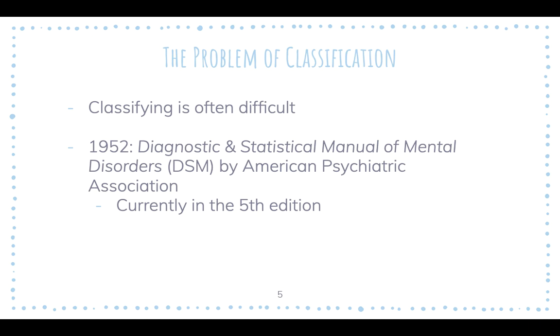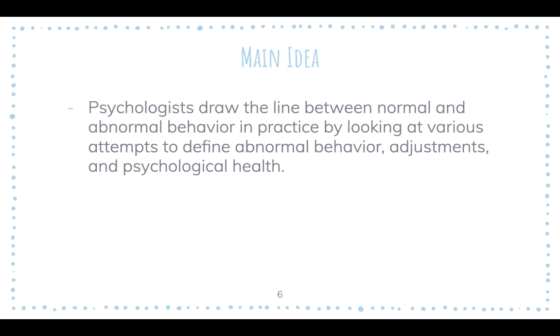Really for this class, you don't need to know the nitty-gritty of defining each mental disorder. So we're not going to get into that. Just if you understand the basics of what the DSM is and its history, that will be sufficient. So our main idea today was that psychologists draw the line between normal and abnormal behavior in practice by looking at various attempts to define abnormal behavior, adjustments, and psychological health.